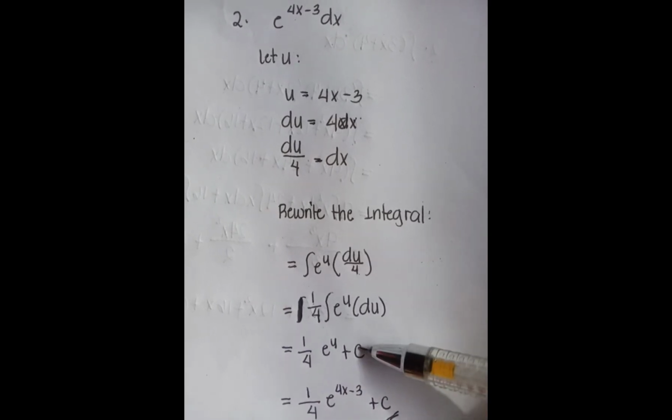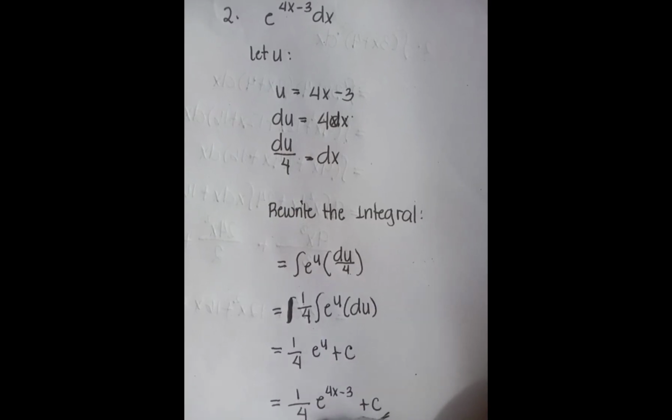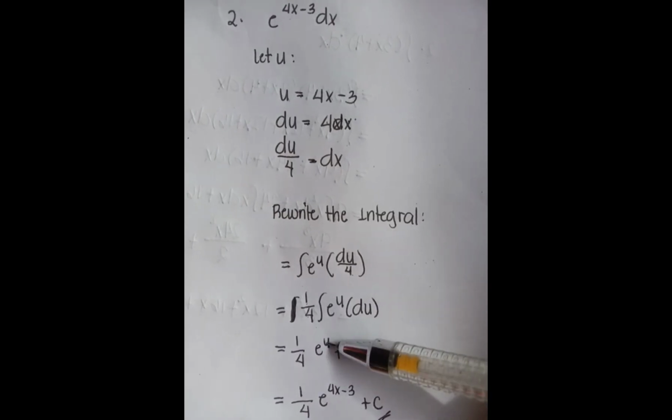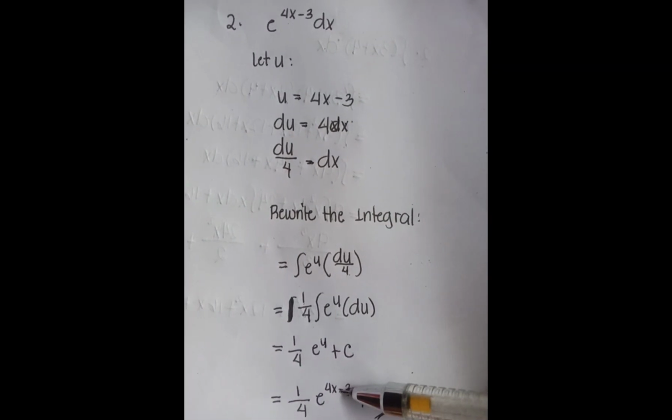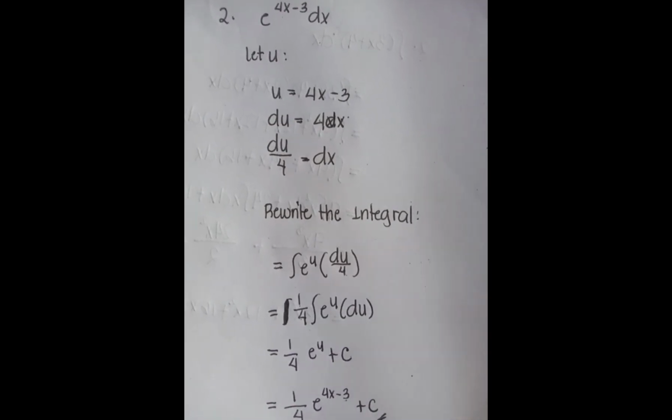This c is the constant. So 1/4 times e to the u, and we substitute u back. So e raised to the power of 4x minus 3 plus c. So that's all. Bye-bye.